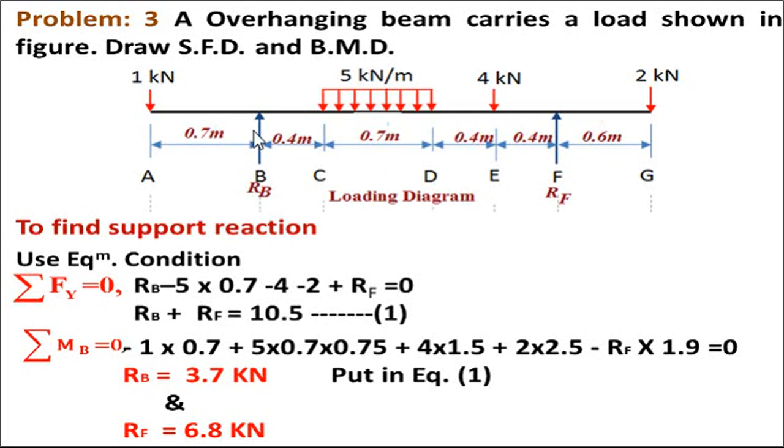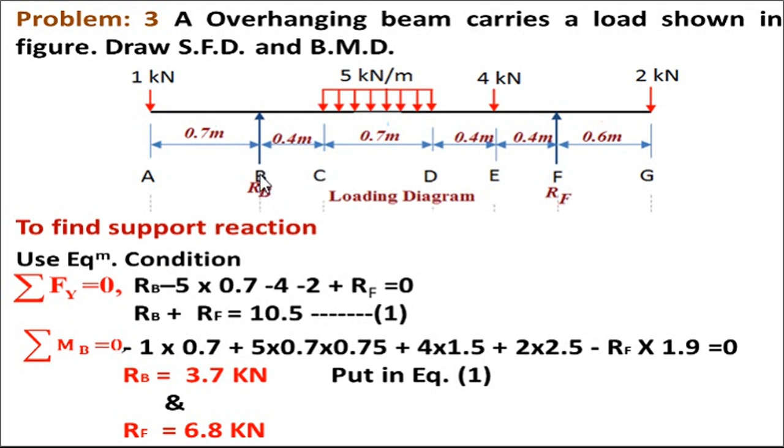So first of all, very first step is to find out the support reactions. So for that, use equilibrium condition. So summation Fx is equal to 0. Not applicable because there is no horizontal forces or loadings onto this beam. So use summation of Fy is equal to 0. So take the vertical forces either upward direction or downward direction. Upward forces take positive, downward forces take negative.